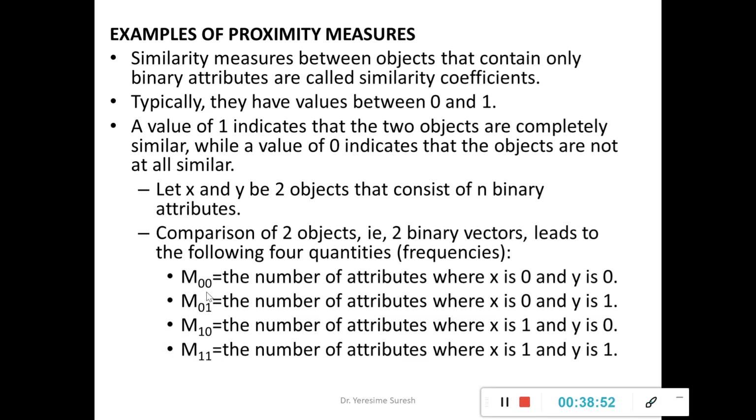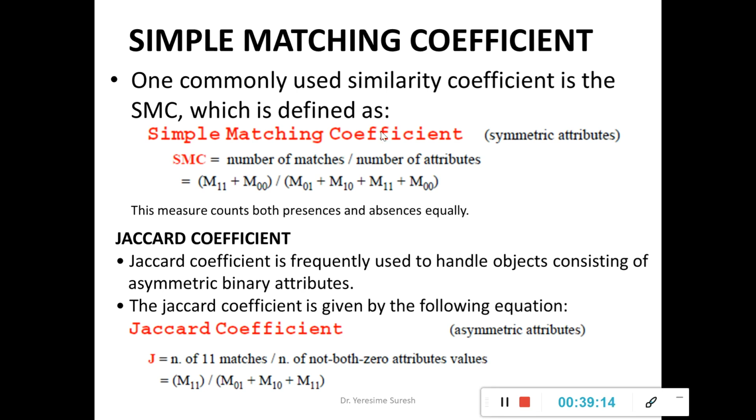What does m00 indicate? It indicates the number of attributes where x is 0, y is 0. Similarly, m01 indicates x is 0, y is 1. m10 indicates x is 1, y is 0. And as I already said, m11 indicates both the values of x and y are equal to 1. This is my proximity for defining the simple matching coefficient as well as Jaccard coefficient.